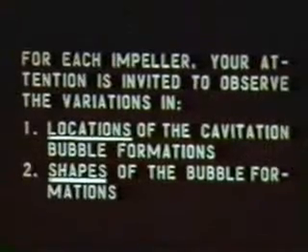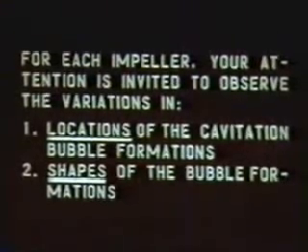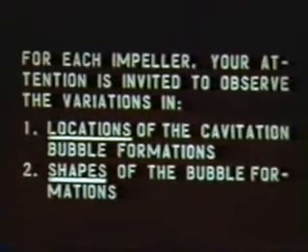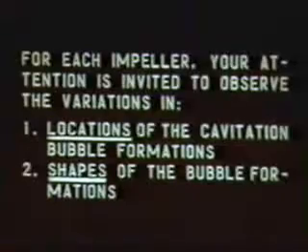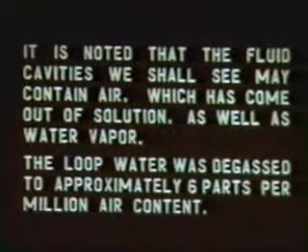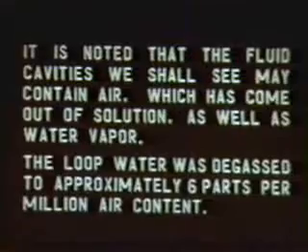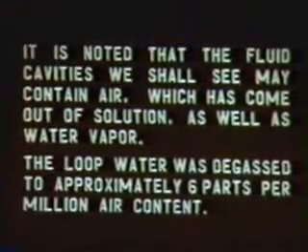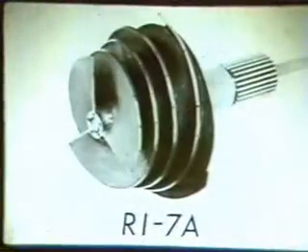For each impeller, your attention is invited to observe the variations in 1, locations of the cavitation bubble formations, and 2, the shapes of the bubble formations. The locations and shapes of the cavitation formations are shown to vary with net positive suction head, head rise, degree of flow incidence, and degree of stall. It is noted that the fluid cavities we shall see may contain air which has come out of solution, as well as water vapor. The loop water was degassed to approximately 6 parts per million air content.